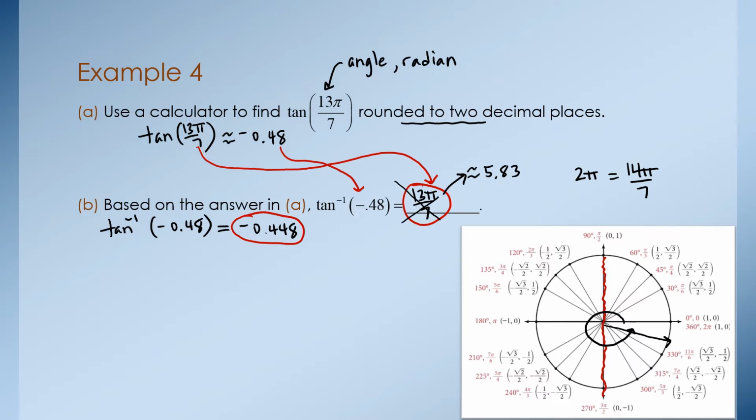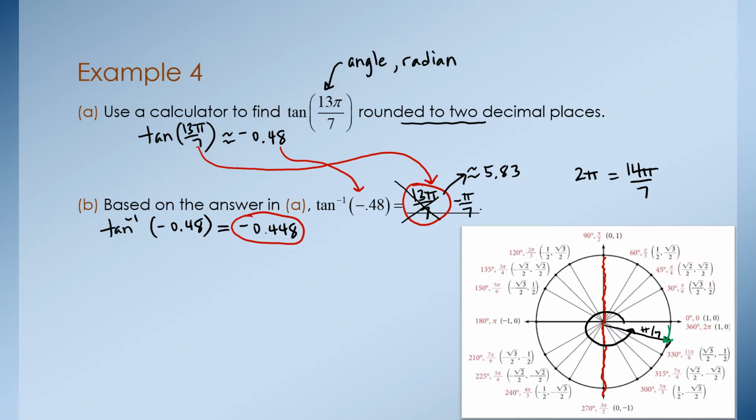Well, the reference angle of 13 pi over 7 is 1 pi over 7, because if you take 1 pi over 7 and you add it to 13 pi over 7, that is the distance to the closest x-axis. So if I put a negative on that, I can say that negative pi over 7 gets me to the same location. So I can say that the tangent inverse of negative 0.48 is actually negative 1 pi over 7.